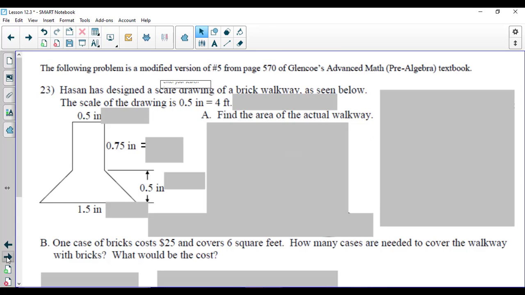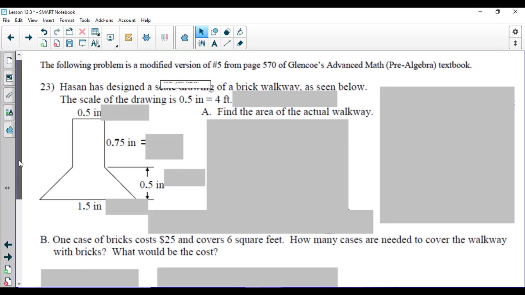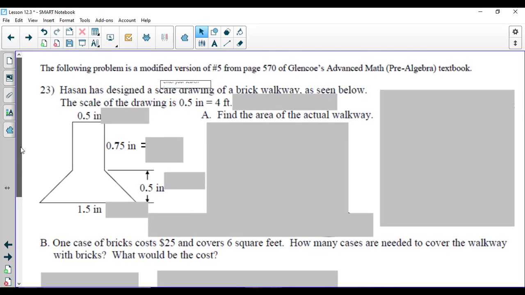All right, so our next example is modified from Glencoe's Advanced Math or Pre-Algebra textbook from question number 5 on page 570, but it's a similar type of question to our last couple. So it says that Hassan has designed a scale drawing of a brick walkway as seen below. The scale of the drawing is a 1/2 inch equals 4 feet. We want to find the area of the actual walkway.